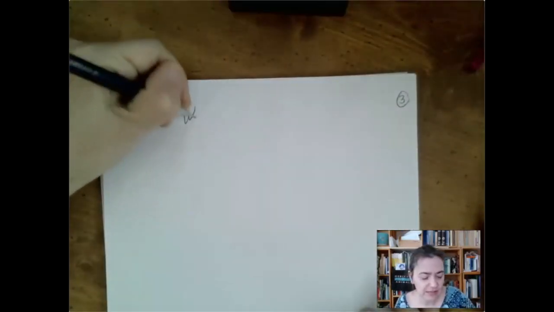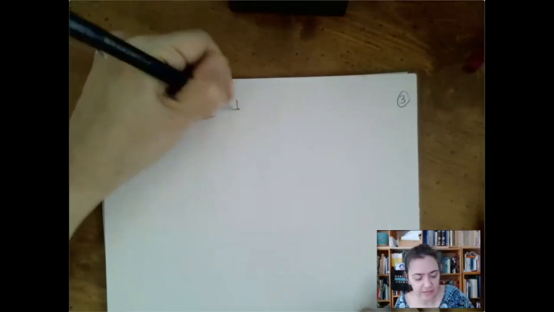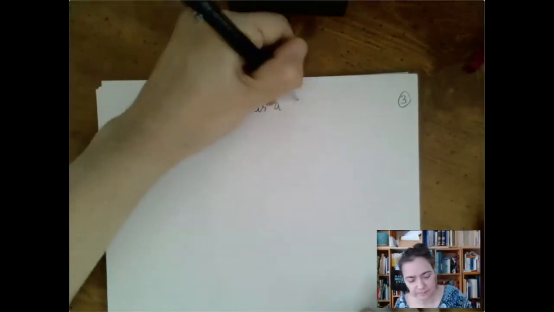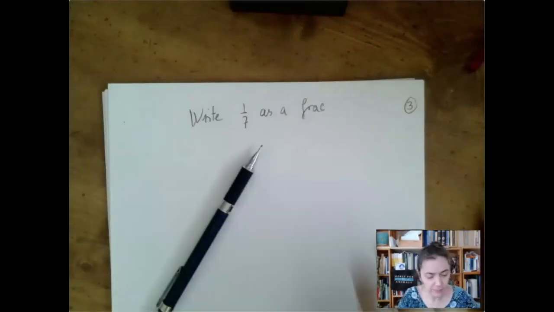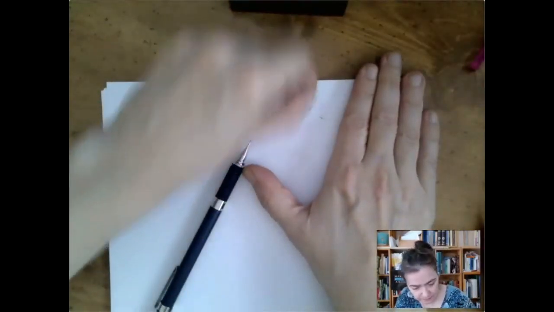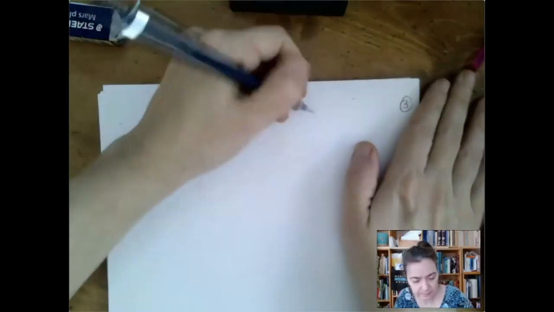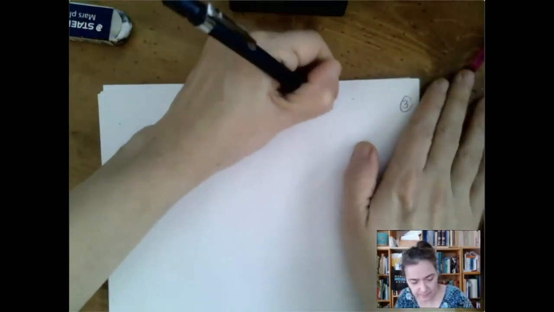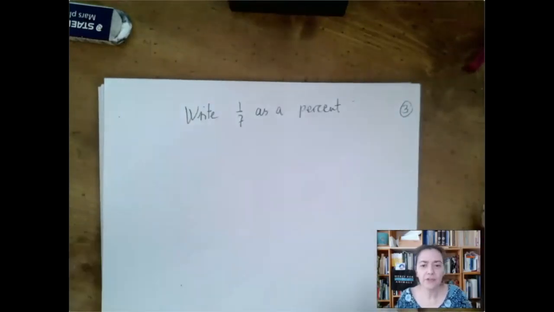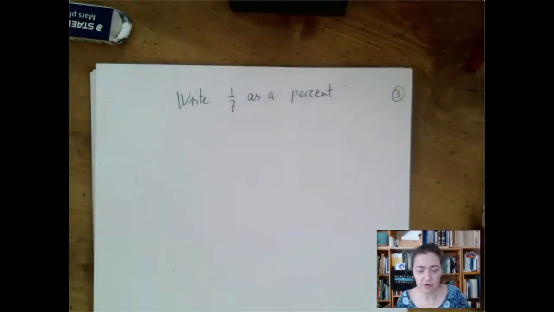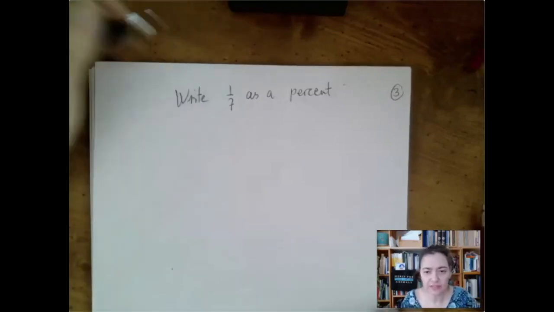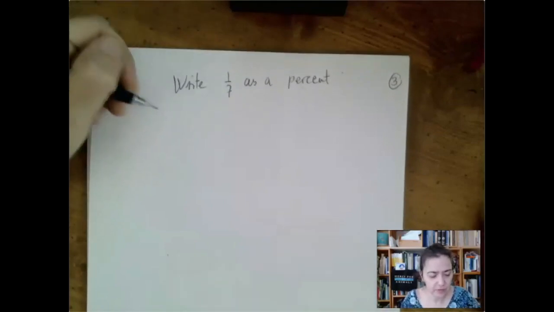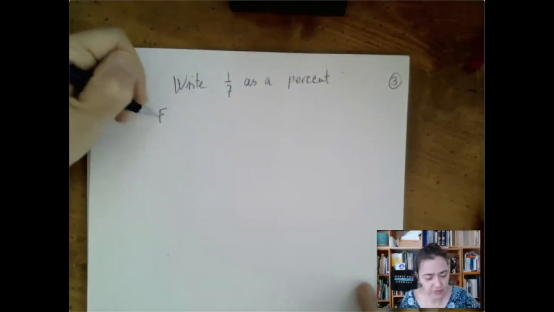So if we need to write 1 over 7 as a percent, the trouble is that 7 is not a divisor of 100. Just multiplying upstairs and downstairs by a suitable number will not take us to 100. So then go to a decimal. So first go to decimal.